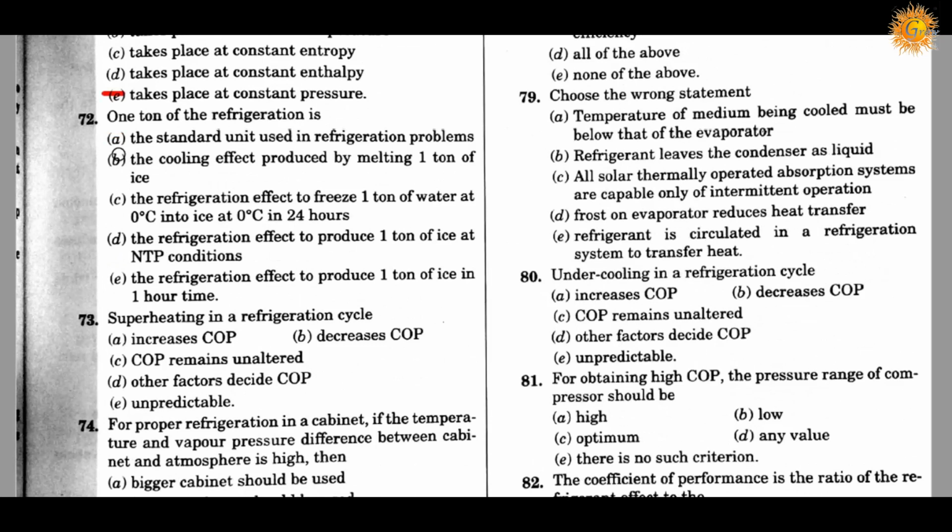Question 72. 1 ton of refrigeration is option A, the standard unit used in refrigeration problems. Option B, the cooling effect produced by melting 1 ton of ice. Option C, the refrigeration effect to freeze 1 ton of water at 0 degree centigrade into ice at 0 degree centigrade in 24 hours. Option D, the refrigeration effect to produce 1 ton of ice at NTP conditions. Option E, the refrigeration effect to produce 1 ton of ice in 1 hour time. So the correct answer 72 is C, the refrigeration effect to freeze 1 ton of water at 0 degree centigrade into ice at 0 degree centigrade in 24 hours.